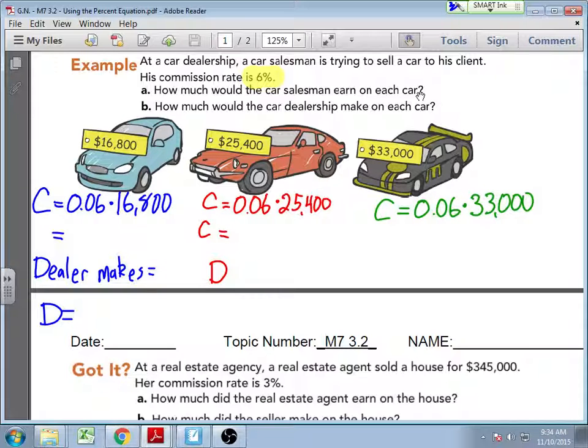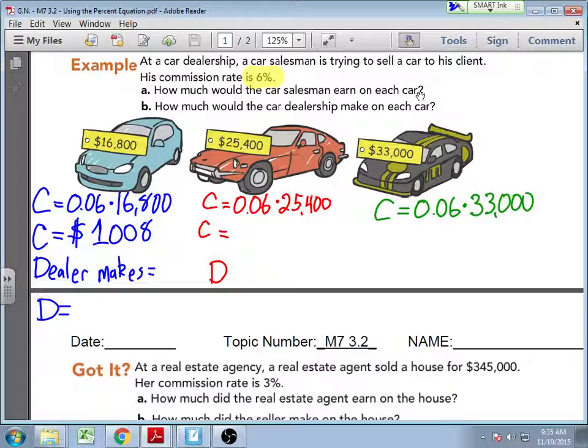So, what is the commission that the salesperson is gonna make on our blue car? What I got was $1,008. $1,008. So then we're going to say what the dealer makes. We're going to call that D. How do I calculate how much the dealer makes? Luke?